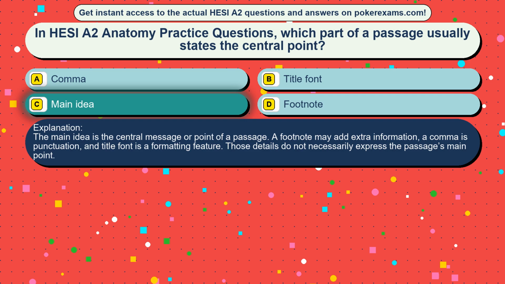The main idea is the central message or point of a passage. A footnote may add extra information, a comma is punctuation, and title font is a formatting feature. Those details do not necessarily express the passage's main point.